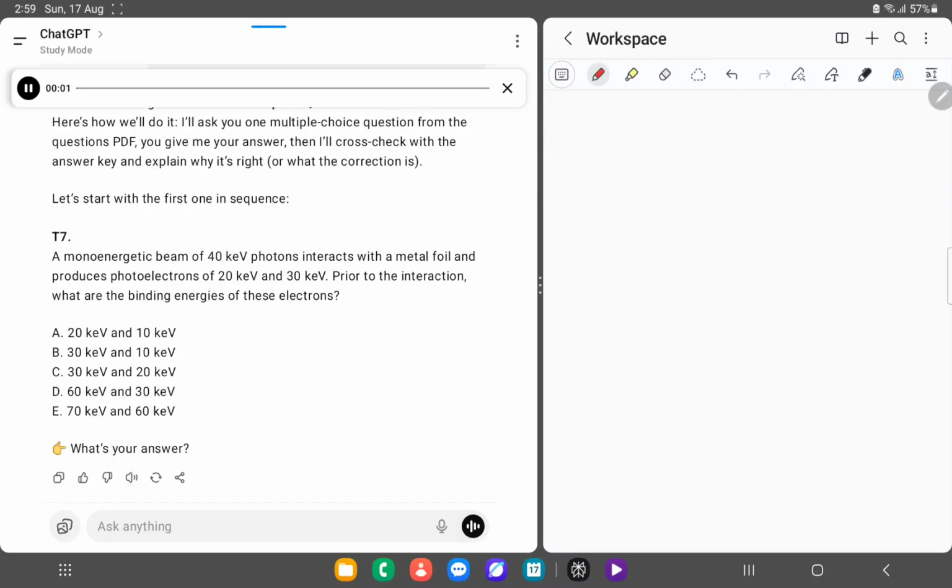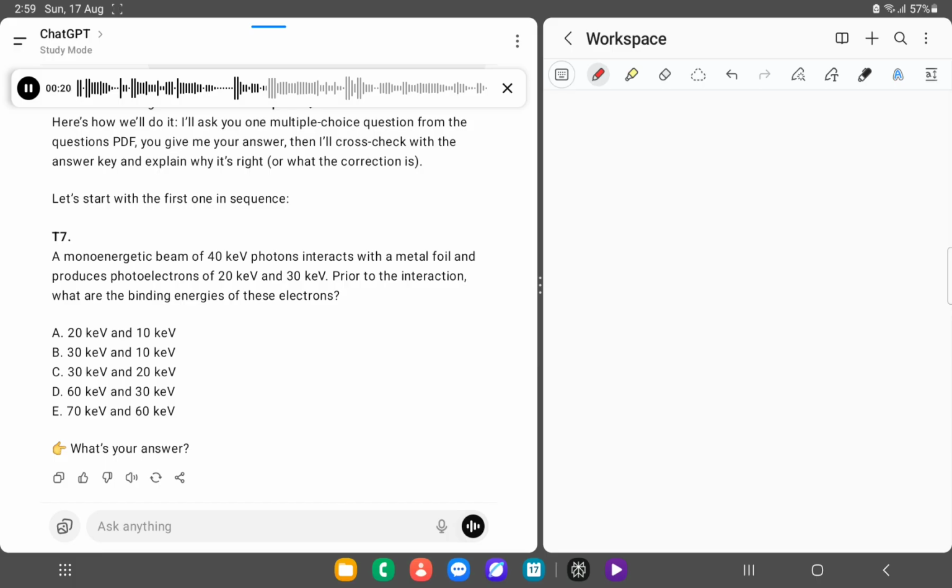Perfect. We've got both the 2018 RAPHEX questions and the answers. Here's how we'll do it. I'll ask you one multiple choice question from the questions PDF, you give me your answer, then I'll cross-check with the answer key and explain why it's right, or what the correction is. Let's start with the first one in sequence.